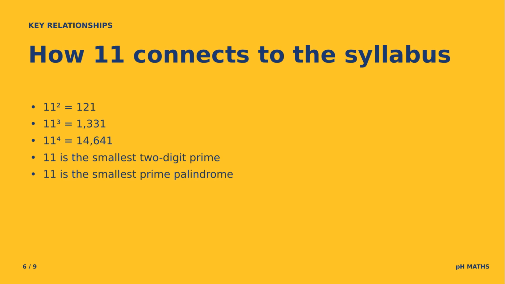Key relationships. 11 squared is 121. 11 cubed is 1331. 11 to the fourth is 14641. 11 is the smallest two-digit prime. 11 is the smallest prime palindrome. And there's exactly one Pythagorean triple involving 11 below 100. But you won't see 11 in standard GCSE triples. It's more useful for divisibility and palindromic indices questions.